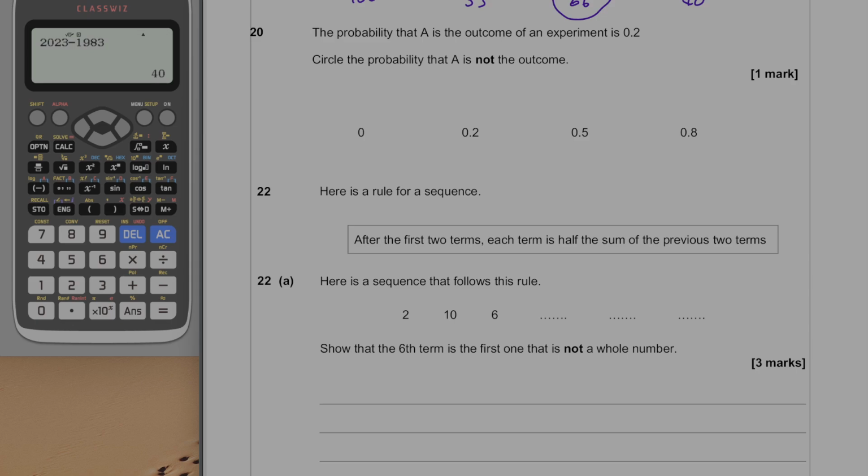Okay, question 20. The probability that A is the outcome of an experiment is 0.2. Circle the probability that A is not the outcome. So we're doing 1 minus 0.2, which would be 0.8.